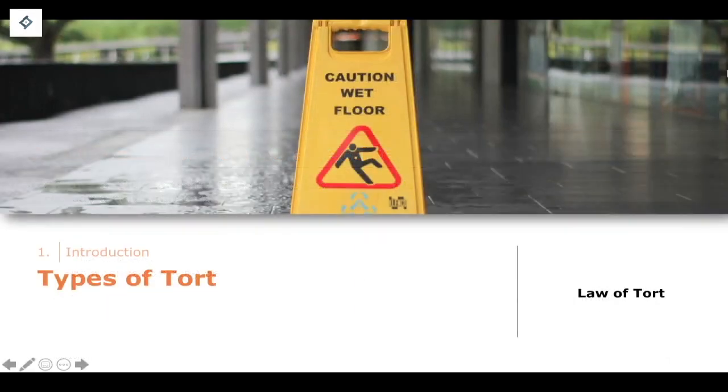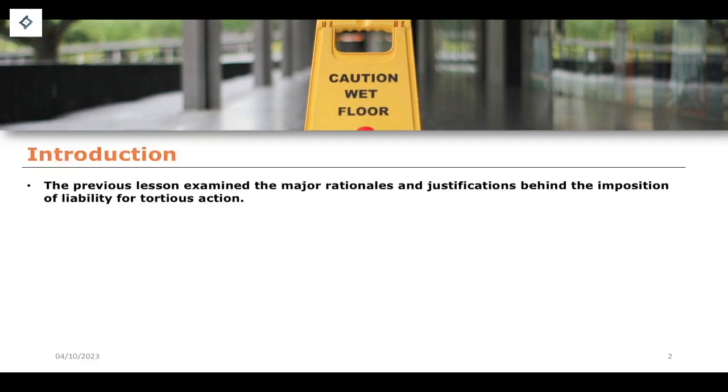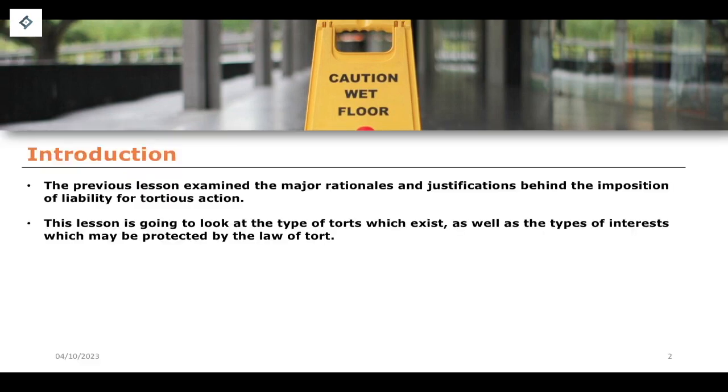In the previous lesson, we examined the fundamental rationales behind the law of tort, specifically elucidating the principle of compensation, and how compensation is a fundamental principle within tort more generally. In this lesson, we're going to talk about the types of tort which exist, and in so doing, we're going to be examining the different protected interests that exist within the law of tort as well. So the types of torts we are going to be examining relate to the types of interests which may be protected by a particular tort in question.